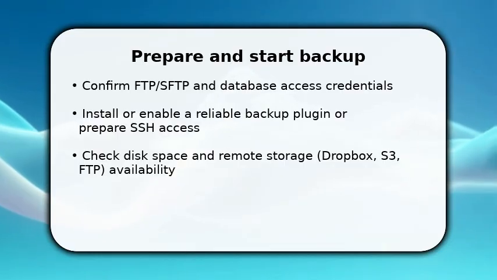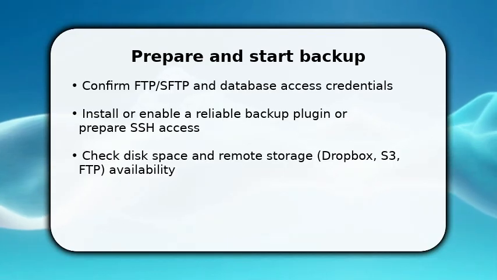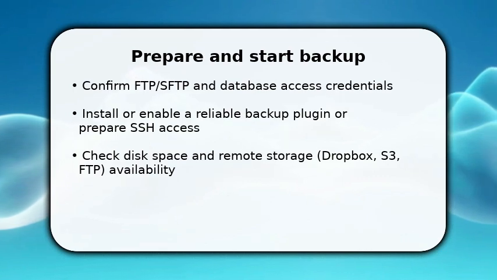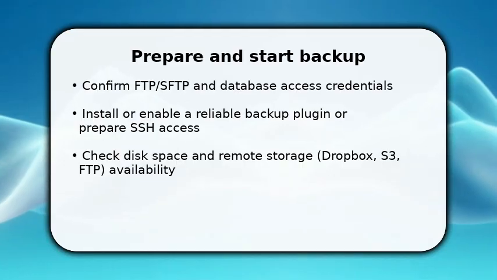Next, archive the WP content folder, themes, plugins, uploads, either with a plugin or tar/gzip command. Make sure to include hidden files like .htaccess. This combination of database dump plus content archive is the foundation for any full restore.